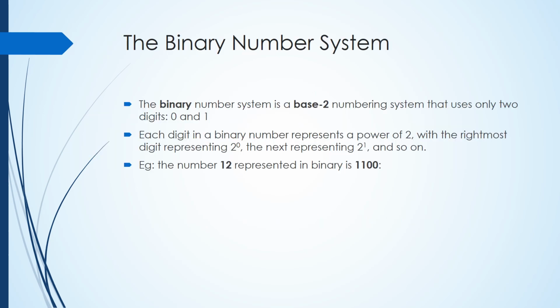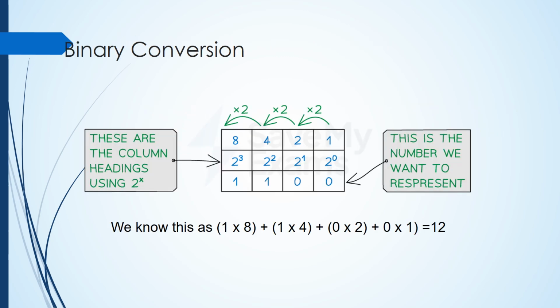Binary number system is a base 2 number system. It uses only two digits, 0 and 1. Each digit in a binary number represents a power of 2, with the rightmost digit representing 2 raised to power 0, and the next one representing 2 raised to power 1, and so on. The number 12 represented in binary is 1100. So this is the baseline.